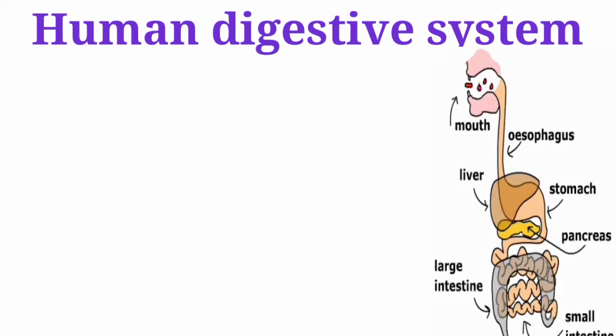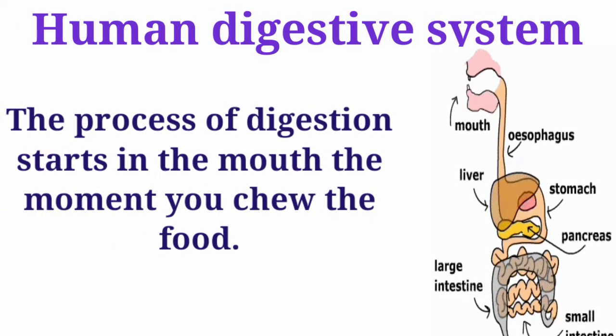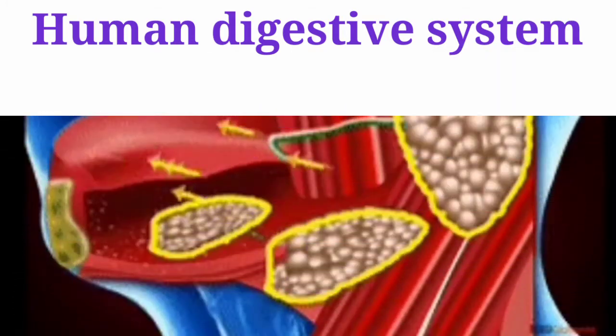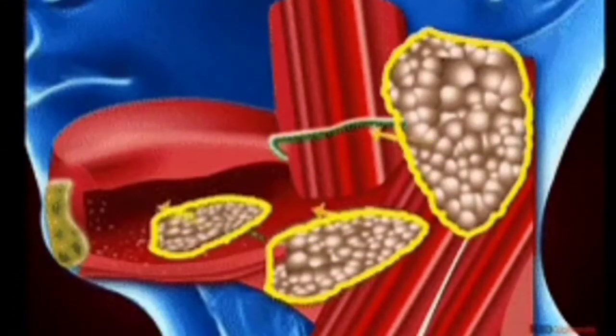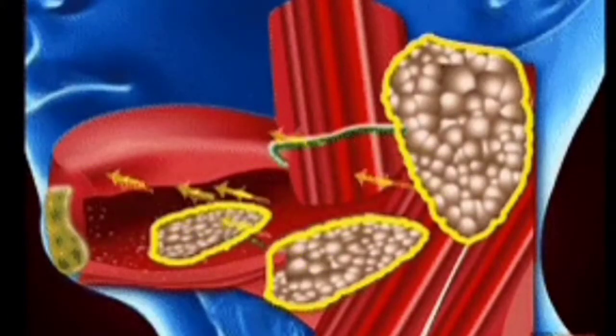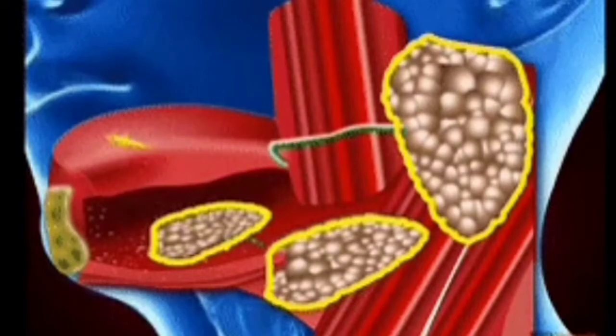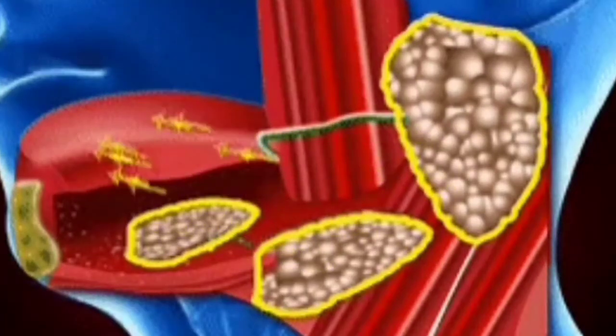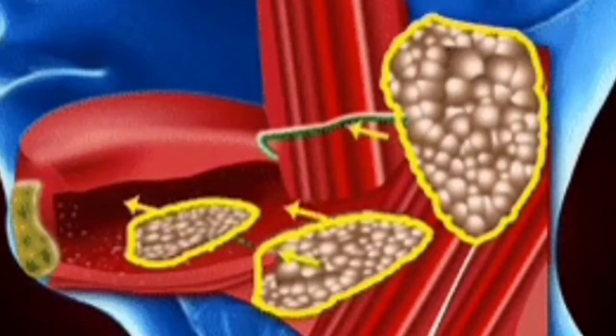Human digestive system. The process of digestion starts in the mouth the moment you chew the food. The salivary glands secrete saliva into the mouth. The saliva contains digestive juice that digests carbohydrates. It also moistens the food, making it easier to swallow.